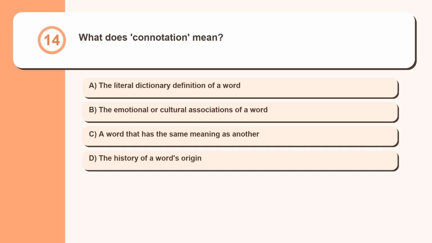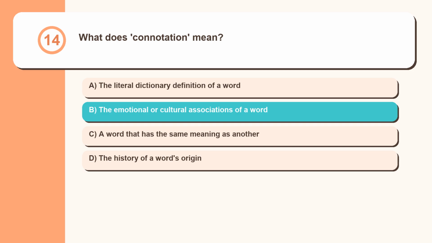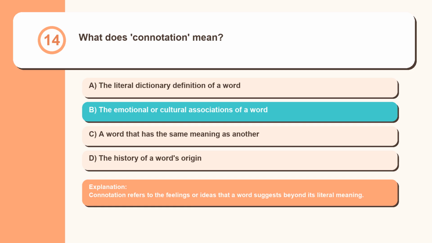Question 14. What does connotation mean? The literal dictionary definition of a word. The emotional or cultural associations of a word. A word that has the same meaning as another. The history of a word's origin. Connotation refers to the feelings or ideas that a word suggests beyond its literal meaning.